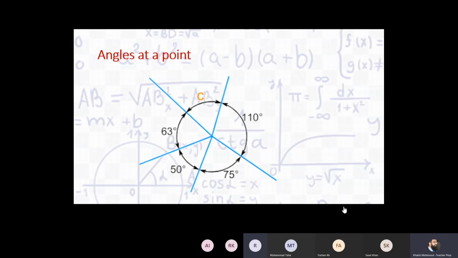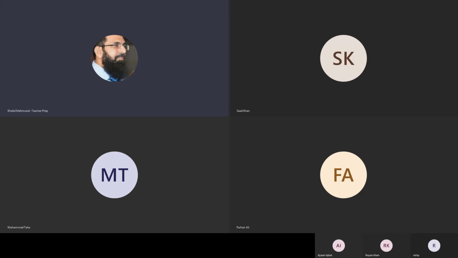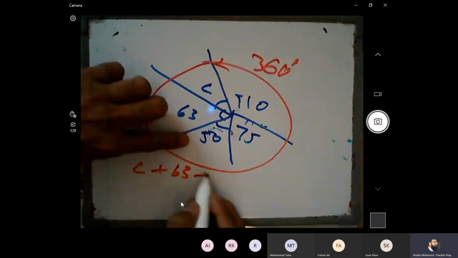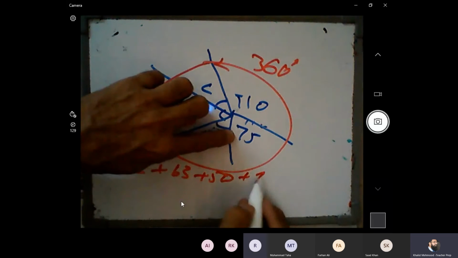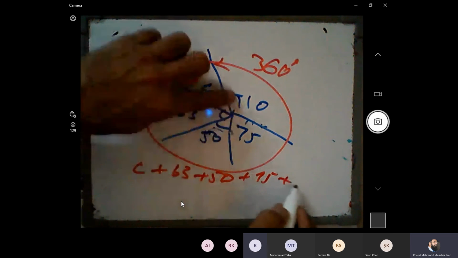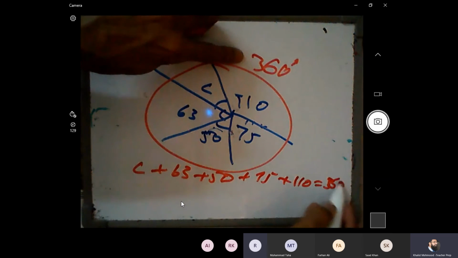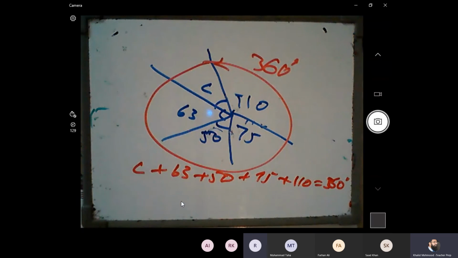We'll be solving this this way. Now we know that this is all around, and the all-around angle sum will be equal to 360 degrees, angle at a point. So that's why we say that C plus 63 plus 50 plus 75 plus 110 is equal to 360 degrees. Okay, so like this we'll be solving.